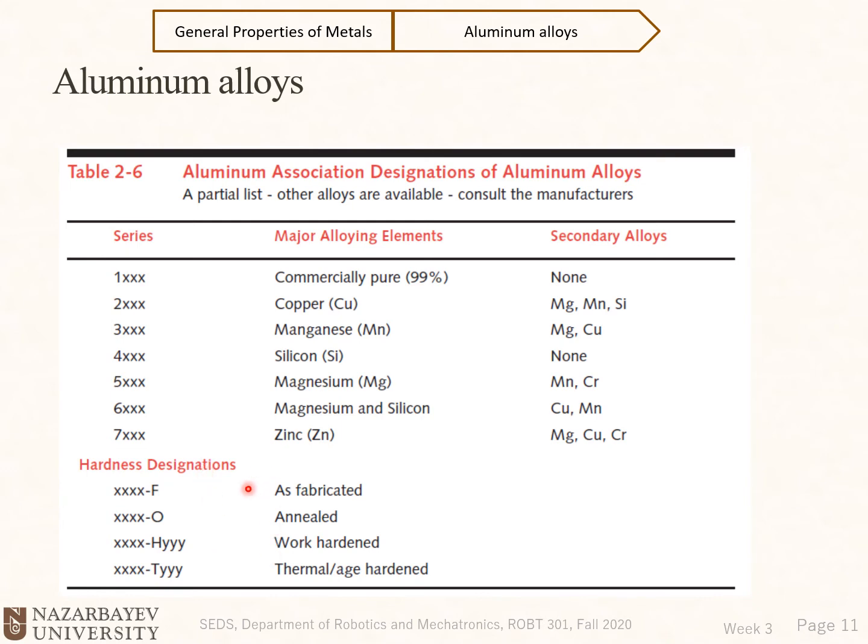So if the aluminum has the same hardness as fabricated, or is annealed or work hardened, you see that basically it has a different numbering system and designation.